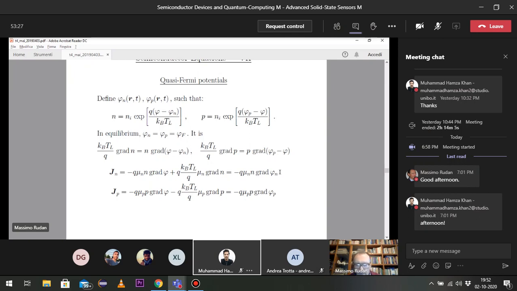For the unipolar devices, it is preferable to calculate the current using the quasi-Fermi potentials. Okay? In devices like the bipolar devices, in which both electrons and holes contribute to the current density and none of them is dominant, we shall use the customary expression of the drift diffusion type.